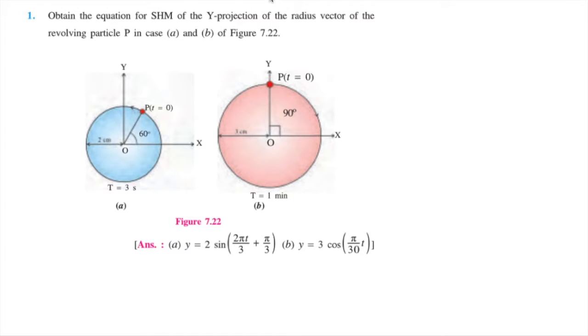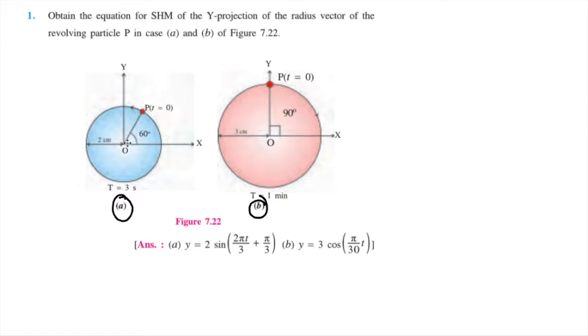First question is: obtain the equation for simple harmonic motion of the y projection of the radius vector of a revolving particle in cases A and B of figure 7.22. Now we are having two figures, one is A and another is B. From this figure, just observe it closely.